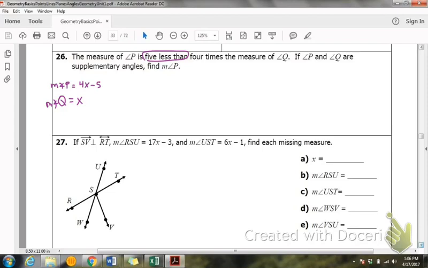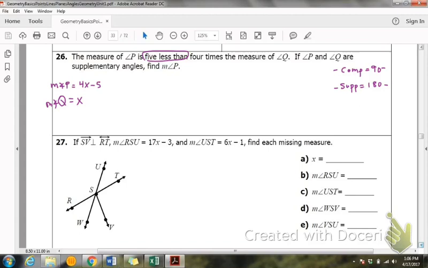And they are supplementary, which means they add up to be 180. You need to know that. Okay, let me help you out with this. You have complementary, which is 90, and you have supplementary, which is 180. C comes first in the alphabet, then S. 90 comes before 180. Okay, so think about it that way.